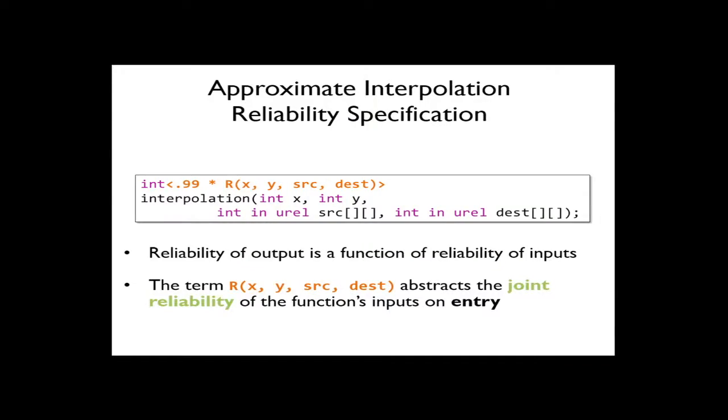And the way that we capture this is with this term, this R of x, y, source, dest term that we have in here. And what it does is it abstracts the joint reliability of this function's inputs on entry. So this is going to be the probability that all these particular values have the correct result on entry to the function. Now, to understand this and give this a semantics, it makes sense to think about what is the semantics of reliability that we're working with.